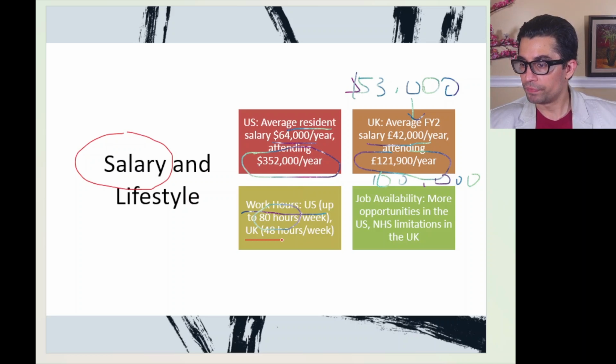In the UK, it's 48 hours per week. So definitely there's a difference. US is 80 hours a week. UK is 48 hours per week. Now, the other issue is in the UK, the job market keeps on fluctuating. In the US, that is currently not an issue. If you match into your residency, then it is not an issue.